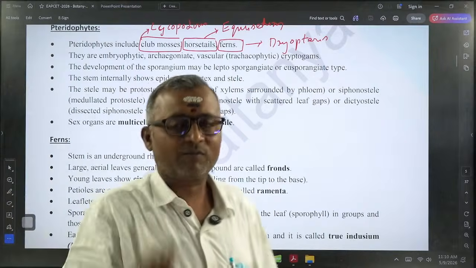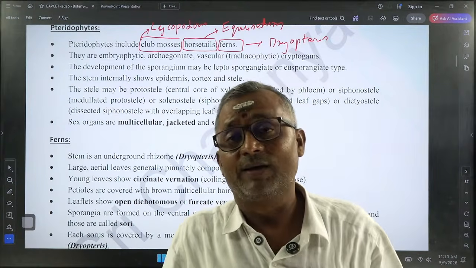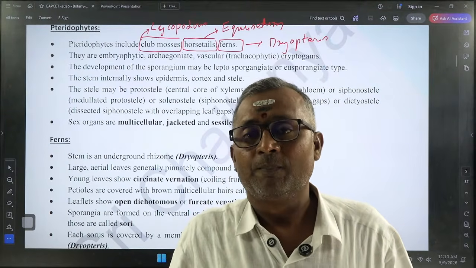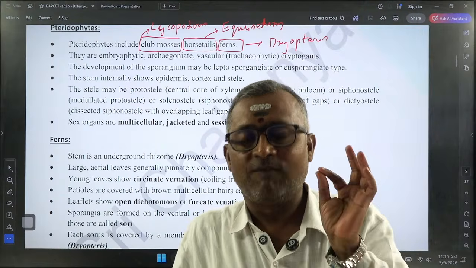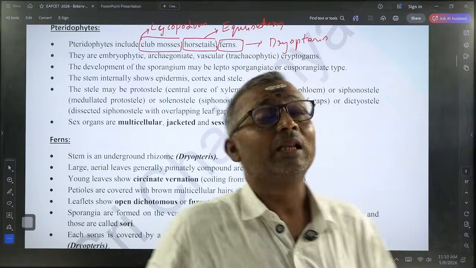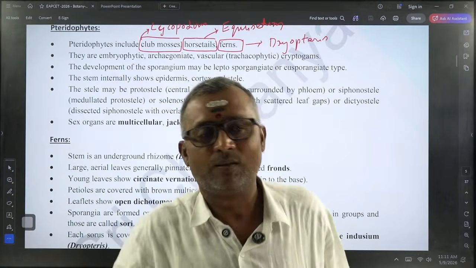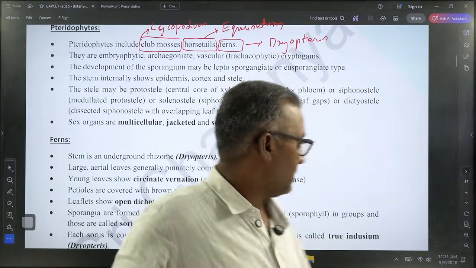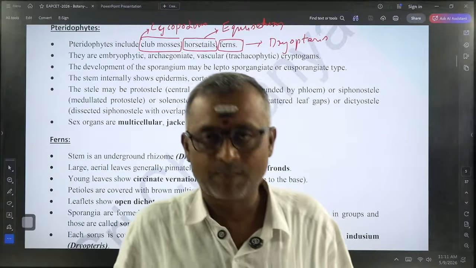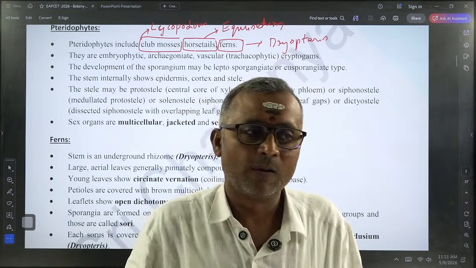And apart from this, they are also embryophytic, archegoniate. So these are second embryophytes, second archegoniates, and most important, these pteridophytes are the first tracheophytes, or seedless tracheophytes, in the evolution of the plant kingdom. This is very, very important. Understood? And as you know, these pteridophytes contain sporophylls, and sporophylls bear sporangia on their lower surface.